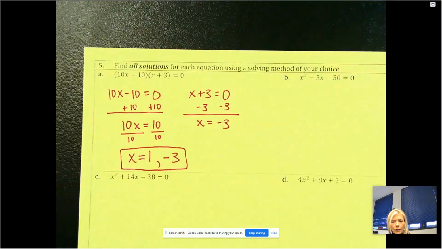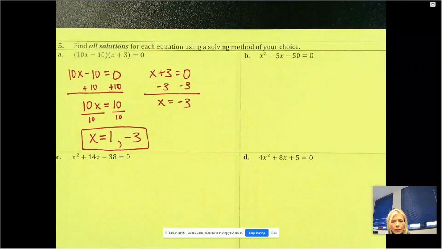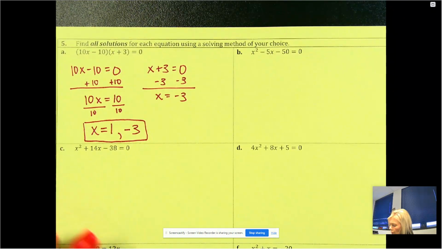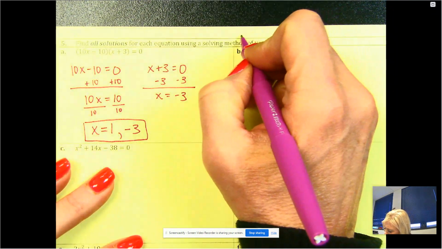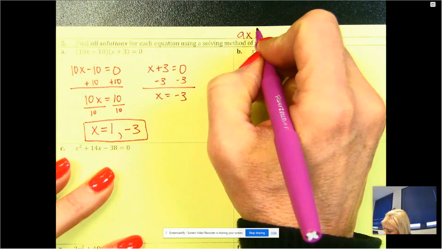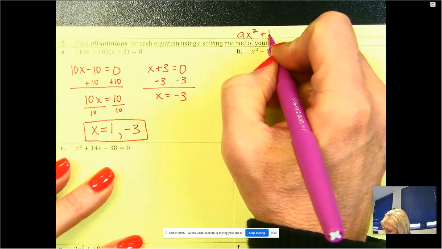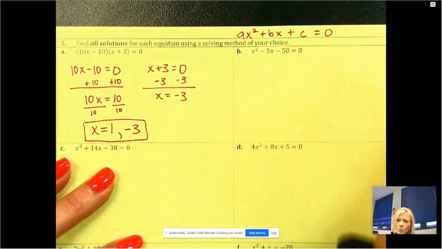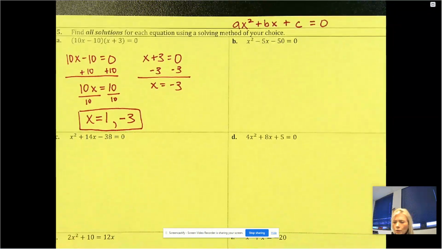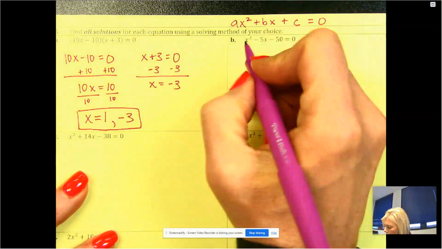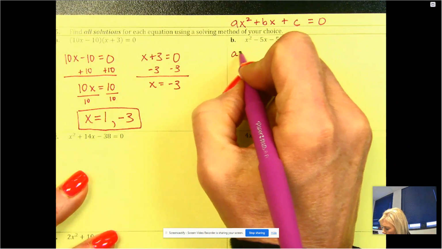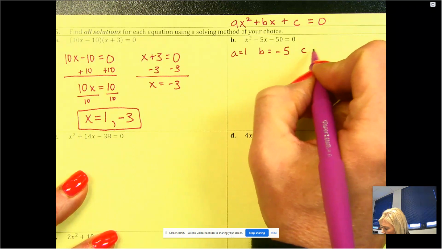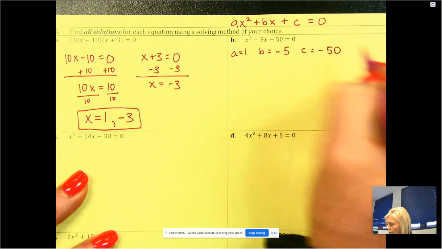Now for the rest of the equations back here, just to keep things consistent, I'm just going to use the quadratic formula. So keeping in mind that your equation has to be in this form in order for the quadratic formula to work. So I notice this is in the correct form. So A is equal to 1, B is -5, and C is -50.